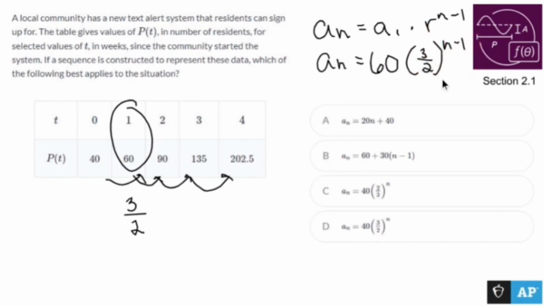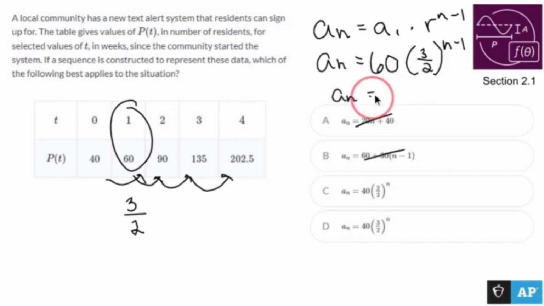Which is neither of those. So it's definitely not those two. My job now is to figure out which one of these it is. Well, I don't like the n minus 1. Let's get rid of the n minus 1 by ripping those apart.